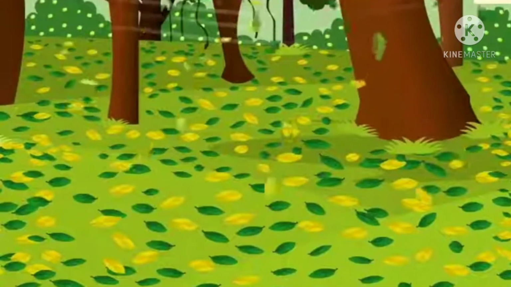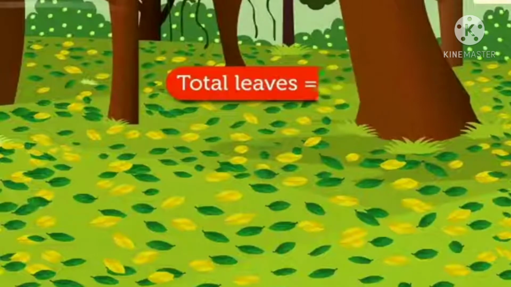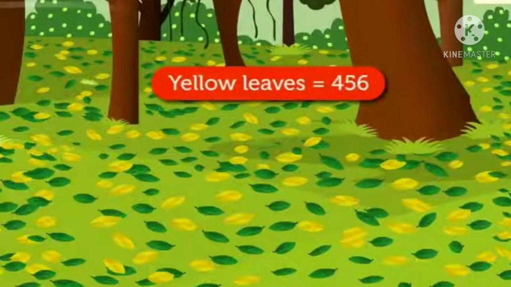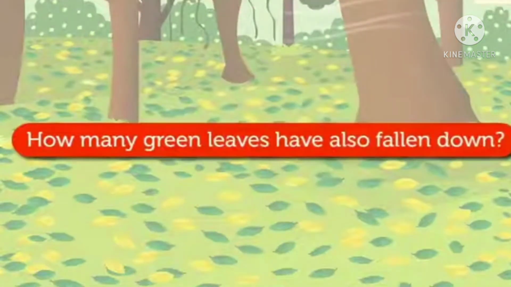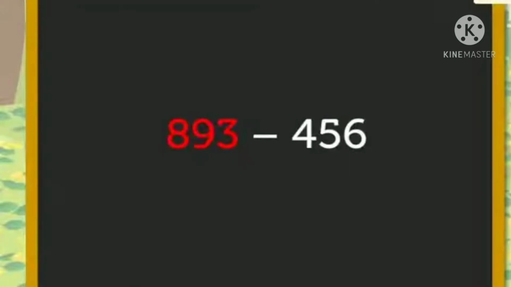Look, the leaves are falling. There are 893 leaves on the ground, but only 456 leaves are yellow. How many green leaves have also fallen down? Here we have to subtract 456 from 893 to find out the number of green leaves.